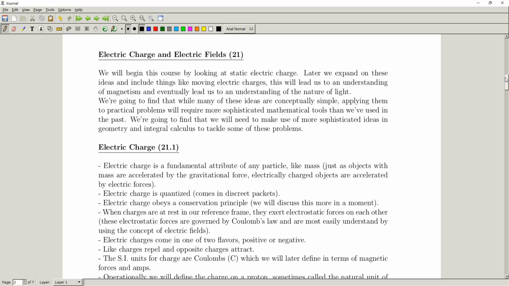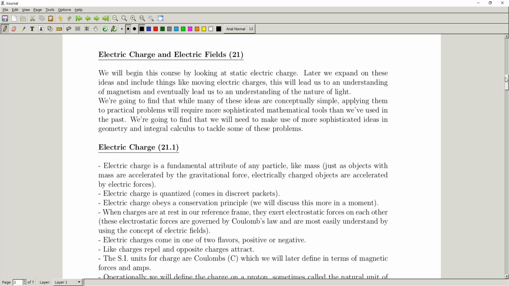And the reason for this is that the mathematical tools that we need to tackle some of these problems are a little more complicated than, for example, the ones we needed in Physics 111, and a little more complicated than a lot of people at this stage are equipped to easily deal with, right? We're going to need to use some ideas in geometry and some ideas in integral calculus that people might not be familiar with yet.